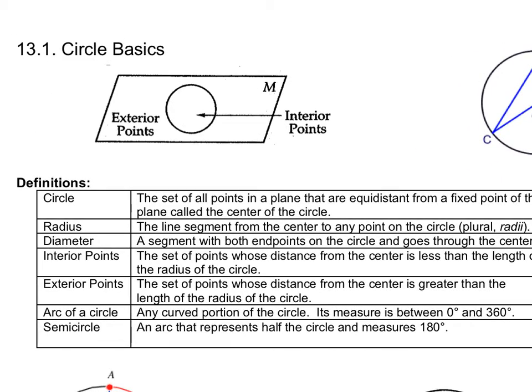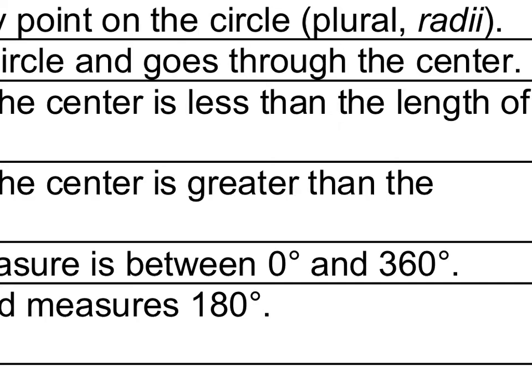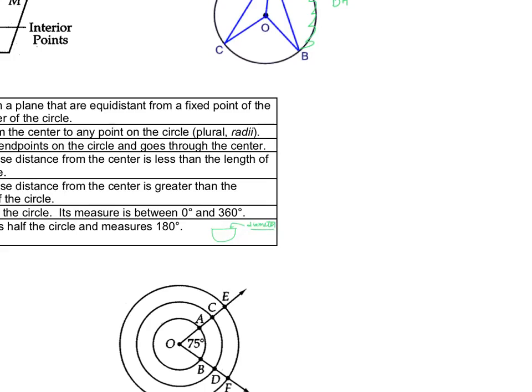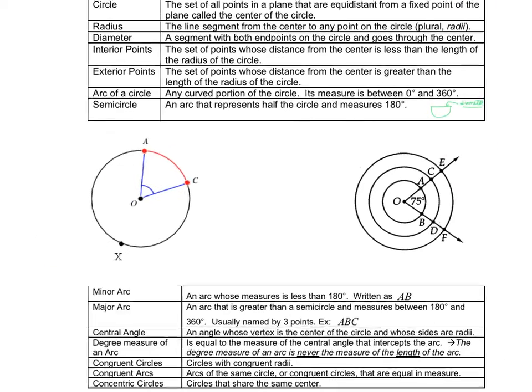A semicircle is an arc that represents half the circle, and it measures 180 degrees. And just giving you a heads up, that's basically just half a circle that's connected to a diameter. Good, let's go on to some more visuals.